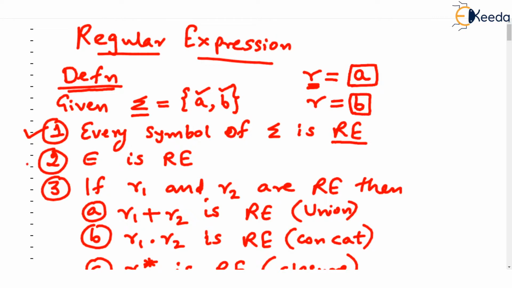Second point you note, second point is epsilon. Many authors write this as lambda also. You know epsilon is nothing but a null string, empty string. Epsilon itself is a regular expression. So given any alphabet, whatever alphabet it is, epsilon is always treated as a regular expression. So come again, if I write epsilon, then epsilon itself is a regular expression. Okay. Now comes the interesting part.